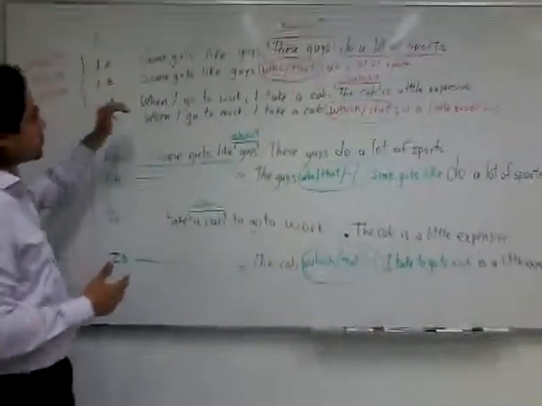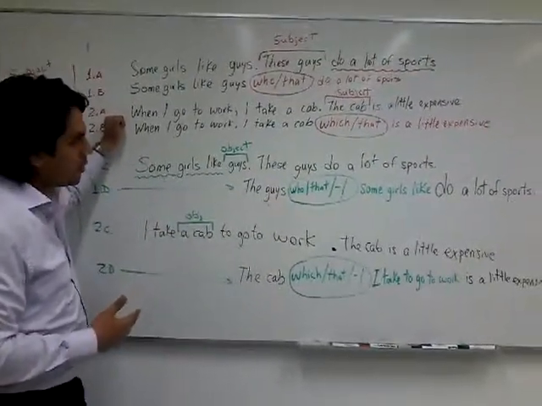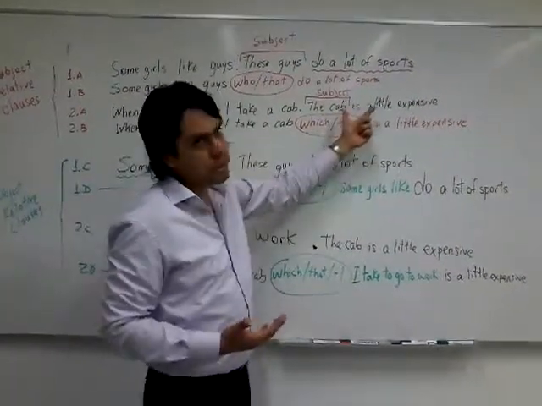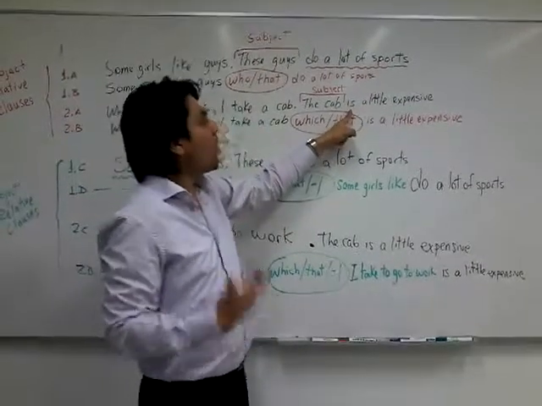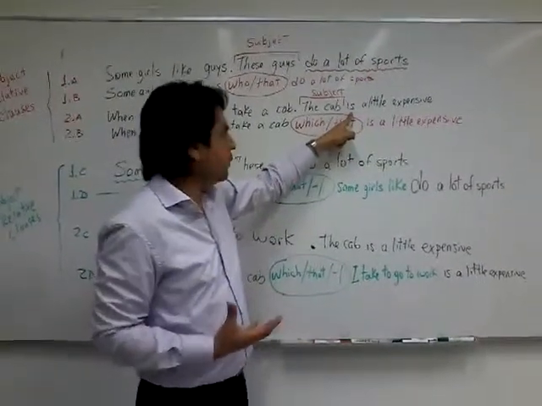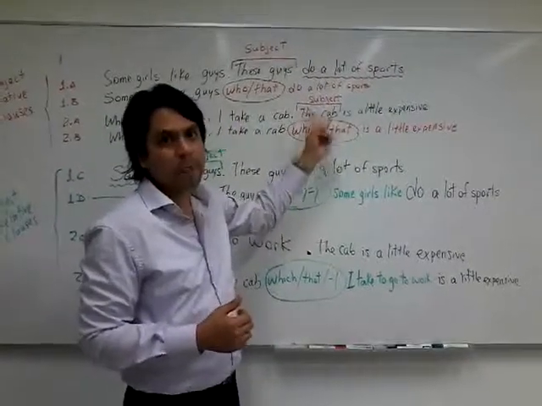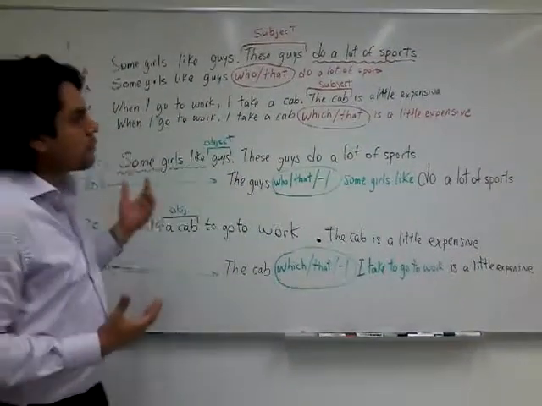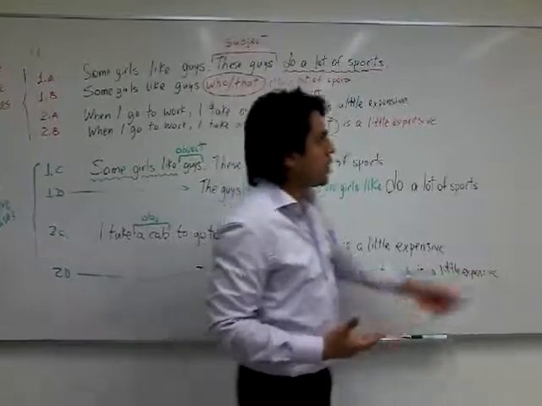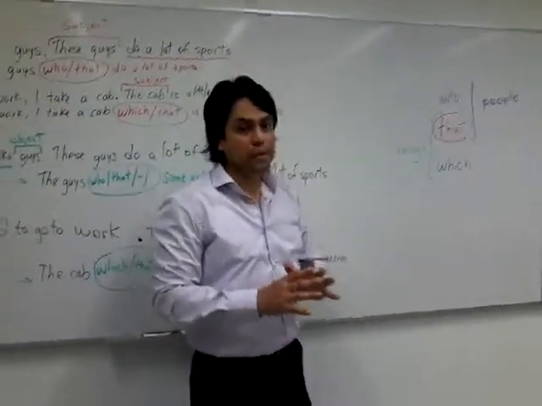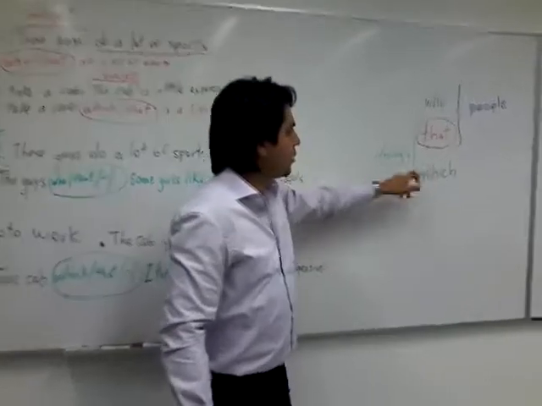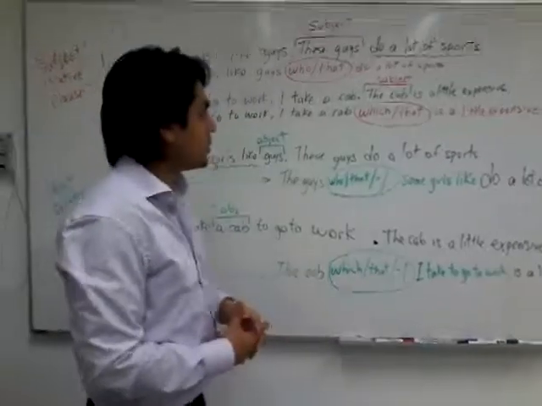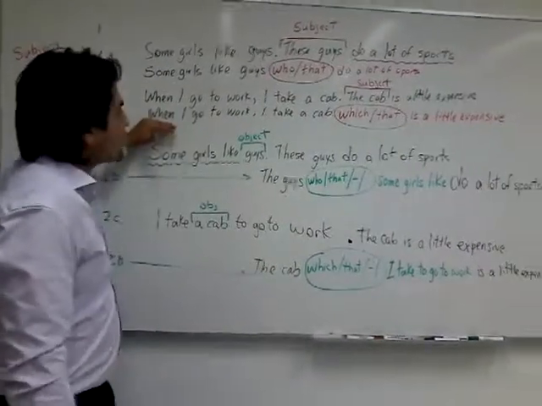Let's see the second example. We have this sentence: When I go to work, I take a cab. The cab is a little expensive. Right? In this second sentence, what is the subject? Well, the verb is. Who is a little expensive? Or what is a little expensive? The cab. So the cab is the subject. Right? So if this is the subject, and I want to join the two sentences, what I have to use is a relative pronoun. It could be who, that, which, but for things. So if it's for things, I can say that or which. Any of them, right? Because the cab is a thing, a taxi, right? So I say, when I go to work, I take a cab.